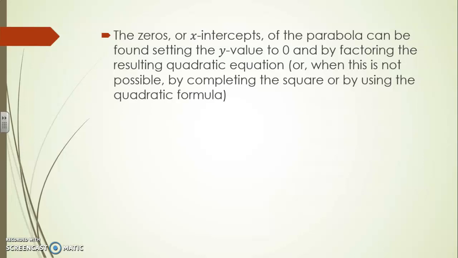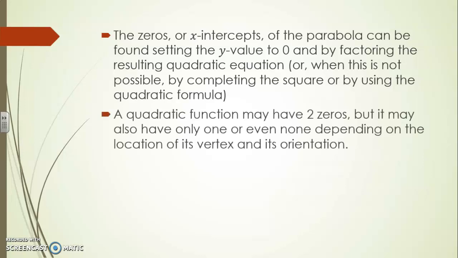The zeros, or the x-intercepts of the parabola, can be found by setting the y value to 0 and by factoring the resulting quadratic equation. If it's not possible, you can also go by completing the square or use the quadratic formula in order to find the zeros. A quadratic function may have 2 zeros, but it may also have only 1 or even none depending on the location of its vertex and its orientation.